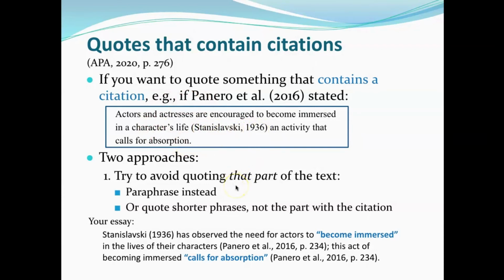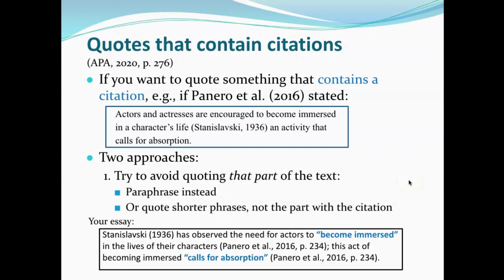So there's 2 approaches. The first one is just try to avoid quoting that part of the text. Like you could paraphrase that instead, or you could quote just shorter phrases, not that entire sentence, like not the part with the citation. Here is an example where you could quote the phrase "become immersed" and quote the phrase "calls for absorption." So here, "have observed the need for actors to become immersed." "This act of becoming immersed calls for absorption." In both cases, we're quoting Pinero, and we've avoided the issue of Stanislavski 1936 being in there in the original Pinero.